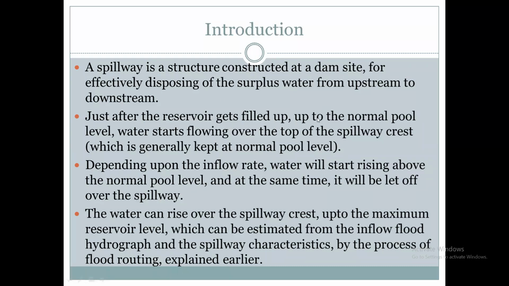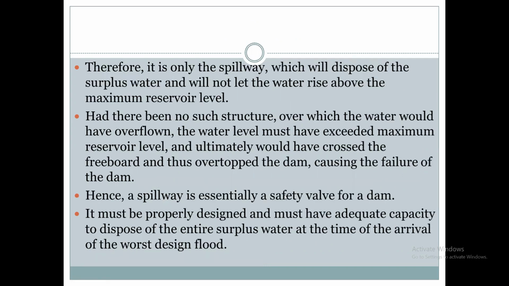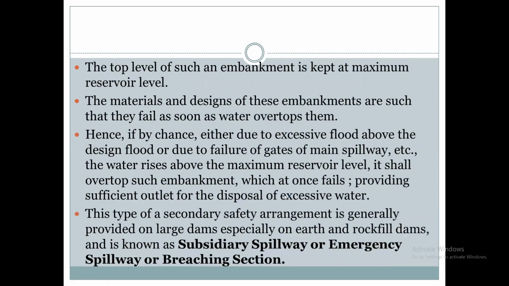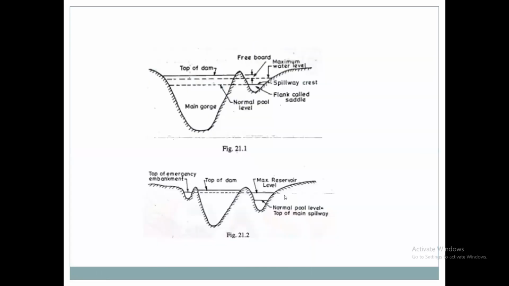When the reservoir gets filled up to the normal pool level, up to the normal water level, it starts to rise above that normal pool level. Water starts flowing over the top of the spillway. The water flows over this normal pool level. So during the flow, it develops kinetic energy. It flows from the upstream to the downstream side. So this energy has to be reduced.